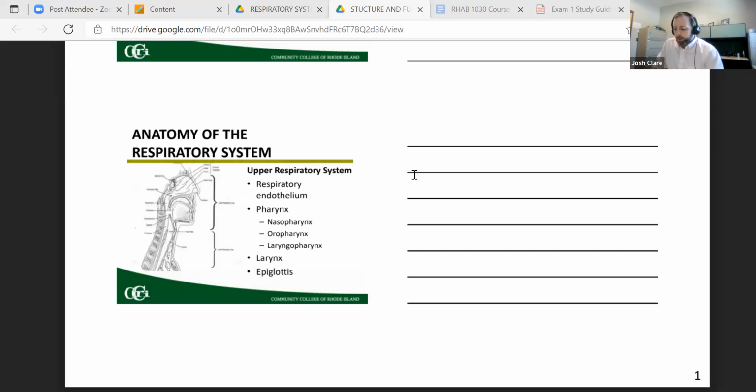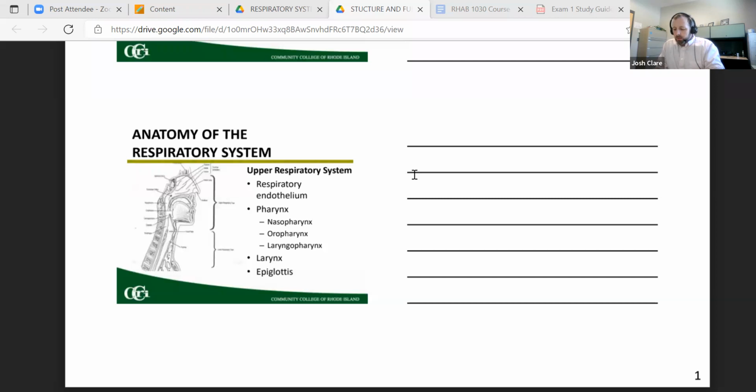So air enters the body through the nose or mouth into the nasal and oral cavity, and that nasal cavity is divided by the nasal septum. That creates your right versus left sides. And it also contains olfactory neurons that tell us what we're smelling. And air will move posteriorly into the nasopharynx.